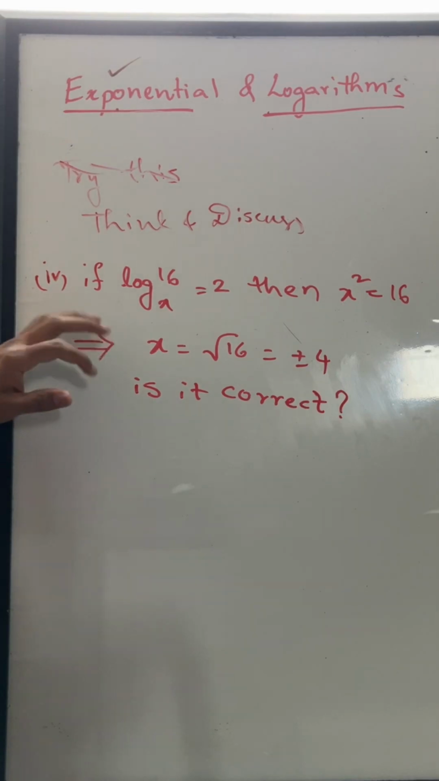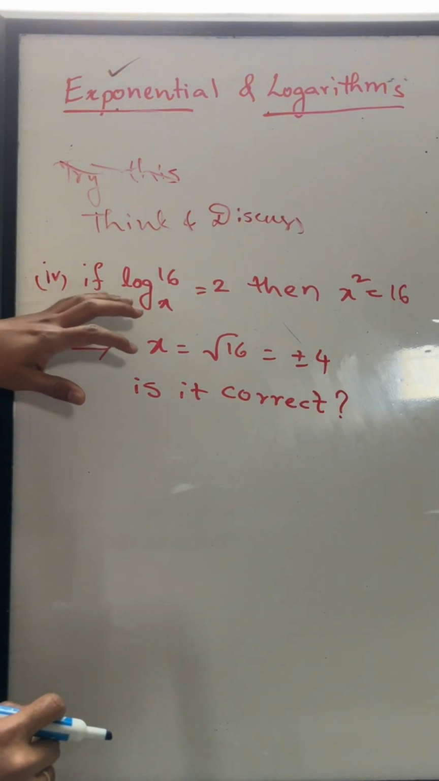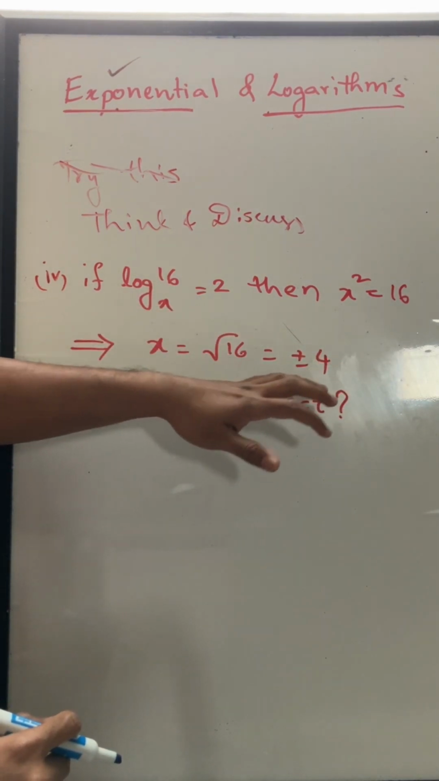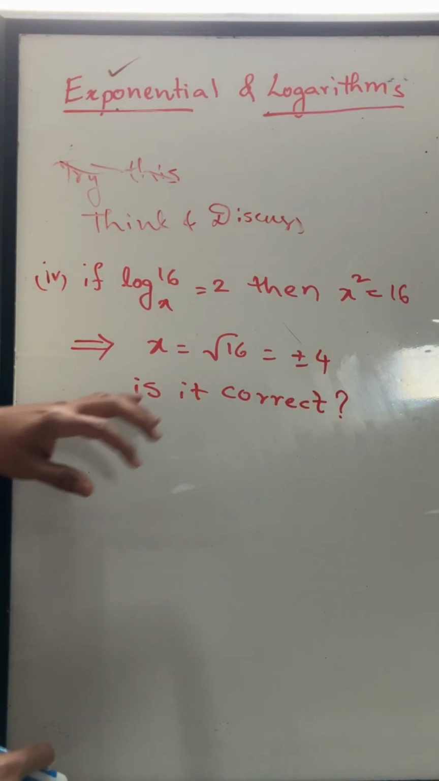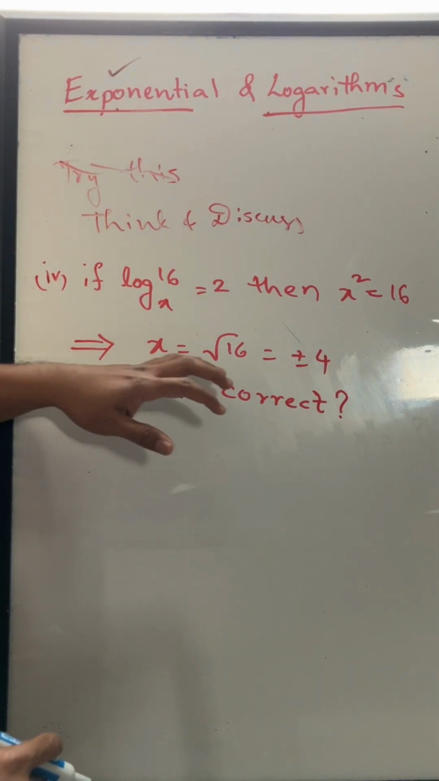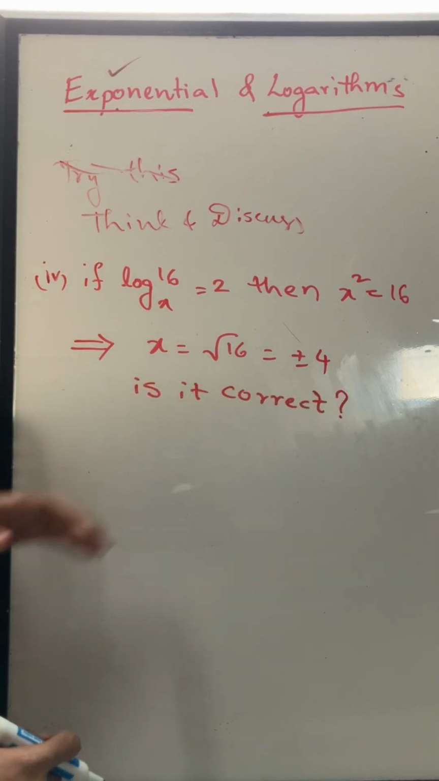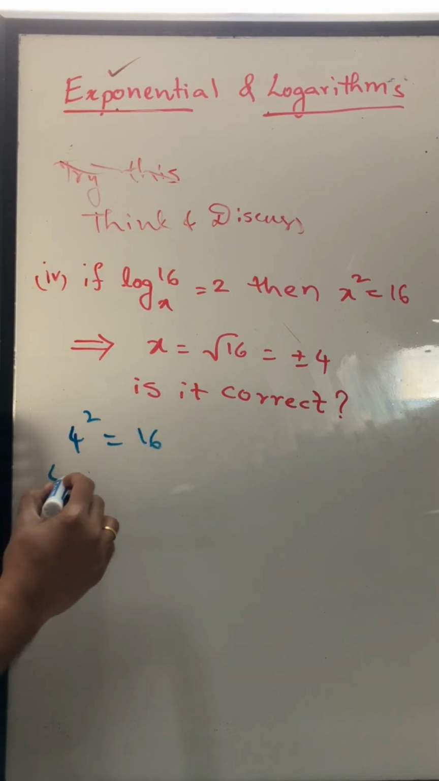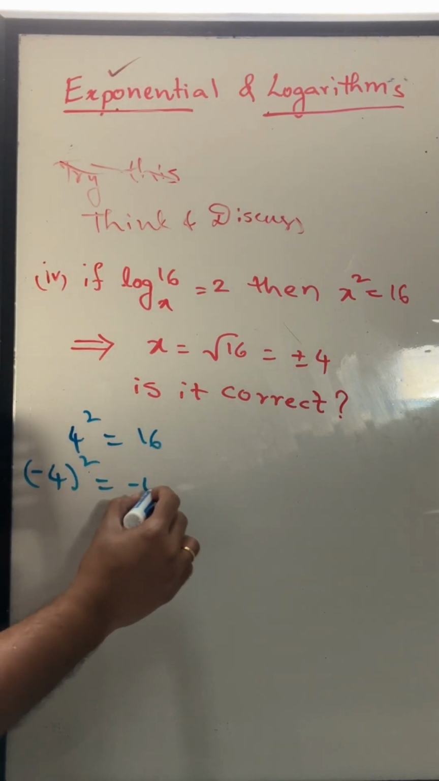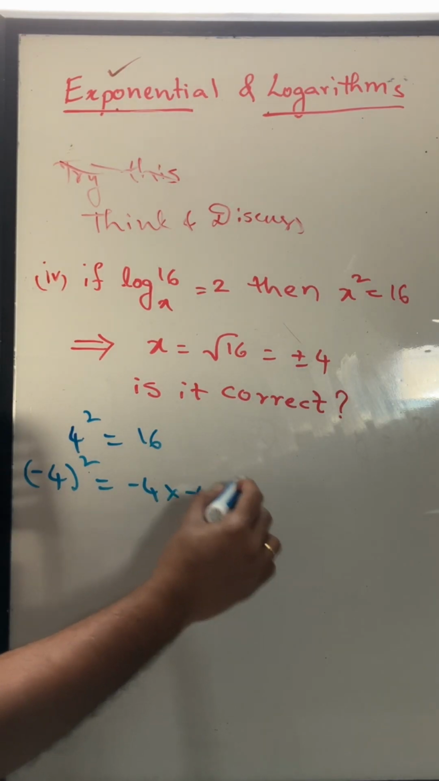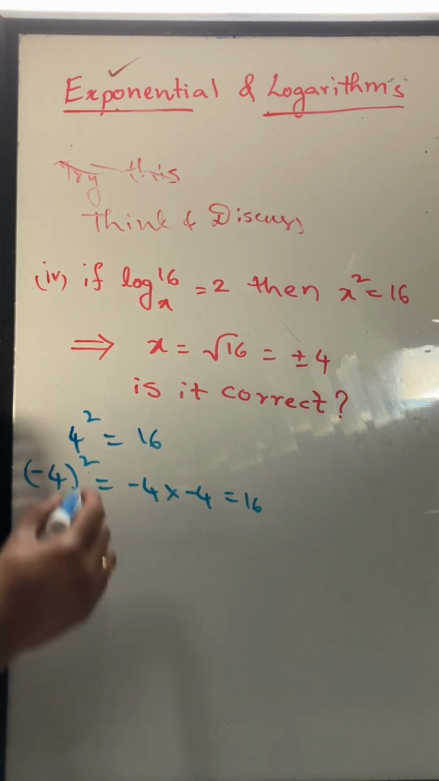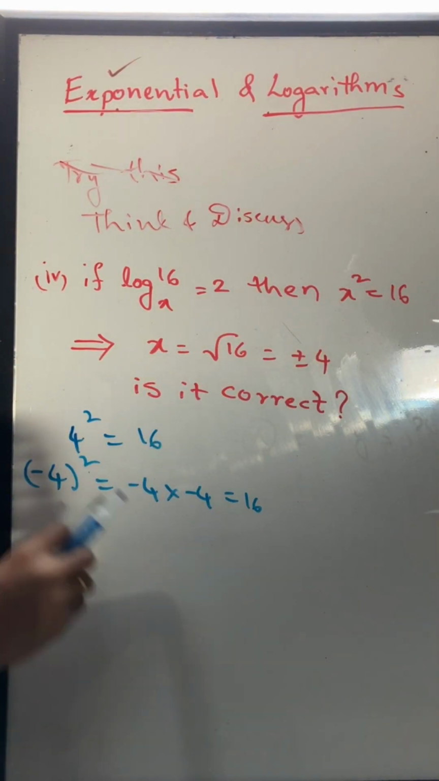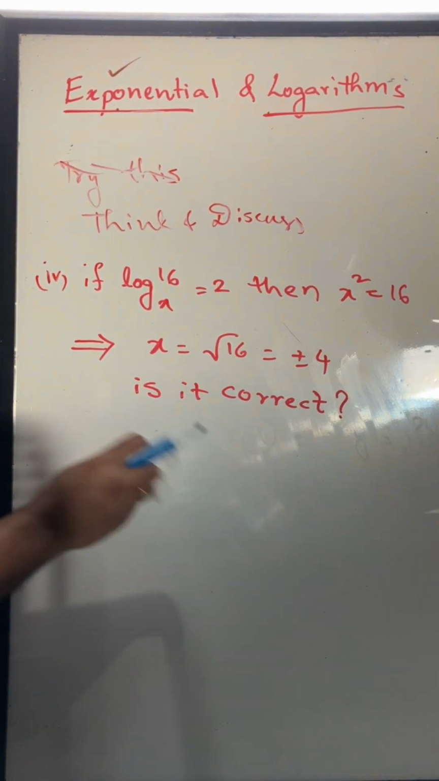If you look at the fourth one, the question is: if log 16 base x equal to 2, then x square equal to 16, x equal to root 16, plus or minus 4. This is what our teachers taught. When a root is there, it will always be plus or minus 4, because 4 square is 16 and minus 4 square is also 16, because minus 4 into minus 4 becomes 16. So this is correct. When x square equal to 16, x could be either.